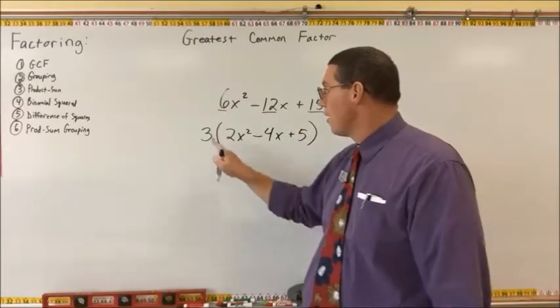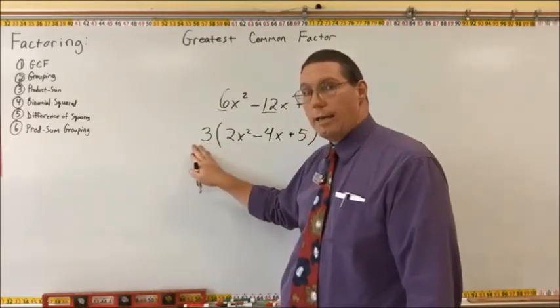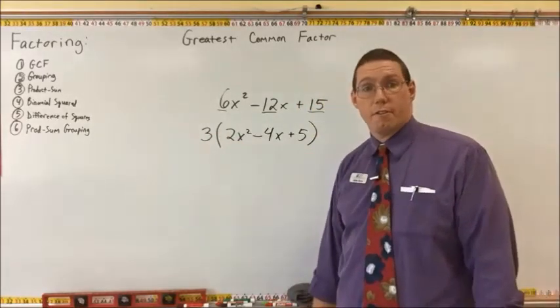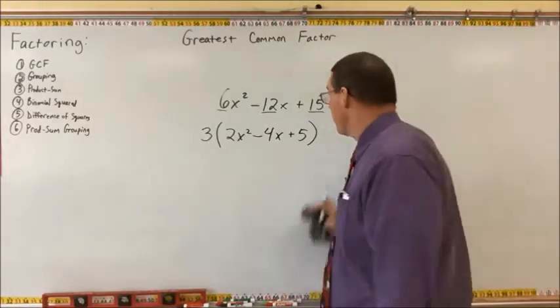You always put the greatest common factor on the outside, then in parentheses you put all the leftovers after the division. Okay? So let's try another one.